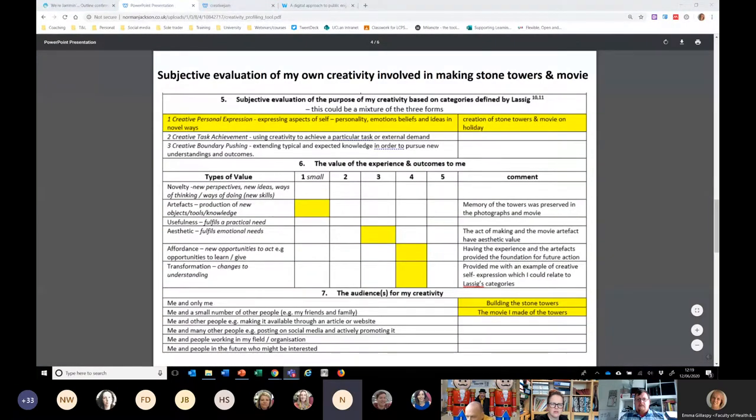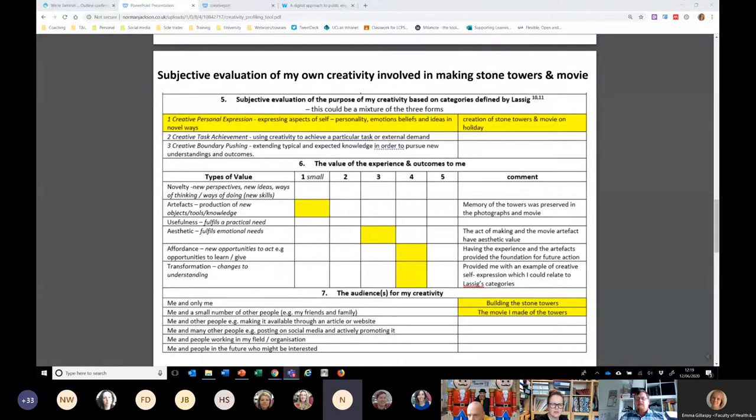And then the subjective evaluation of the purpose of my creativity, drawing on Carly Lassig's model. If you're not familiar with Carly Lassig's work, I think it's really important work for education. She looked at adolescents' creativity and identified these three different contexts within which creativity was undertaken. So for this particular journey for me, it was around creative personal expression.